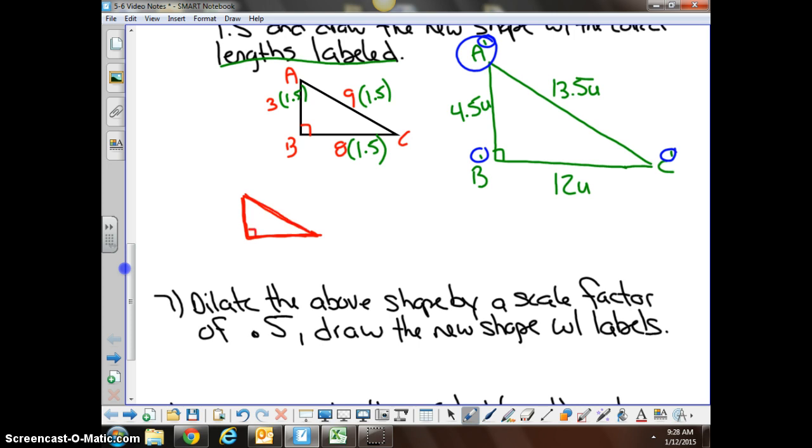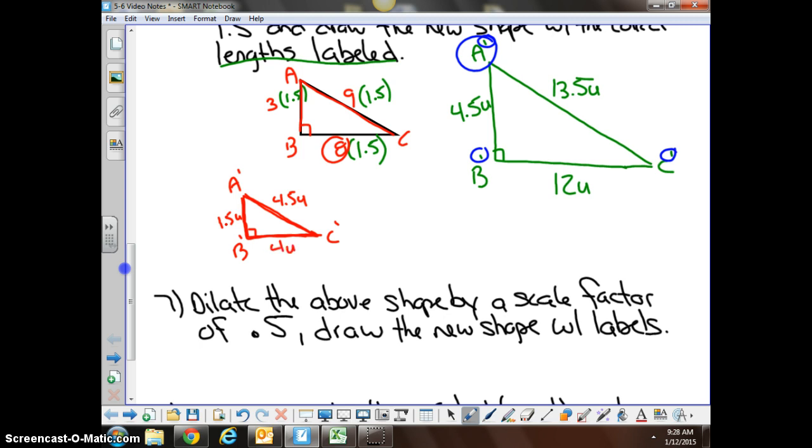So now the original triangle ABC is going to be A prime, B prime, C prime. And we are going to multiply by a scale factor of 0.5. And if you multiply 3, the side AB on the original shape, by 0.5, we're going to get a side length of 1.5 units. If you multiply 9 by 0.5, we're going to get a side length of 4.5 units. And if you multiply 8 by 0.5, we're going to get a side length of 4 units.